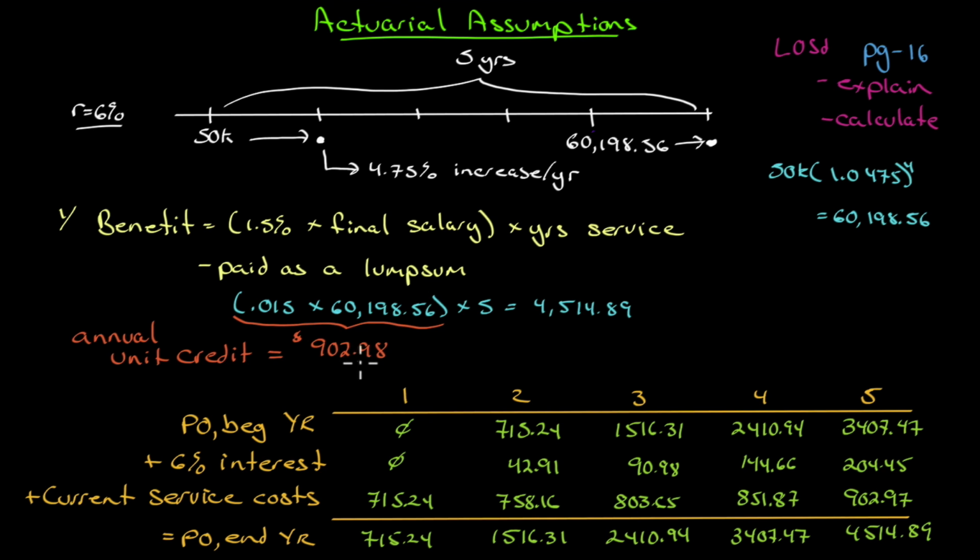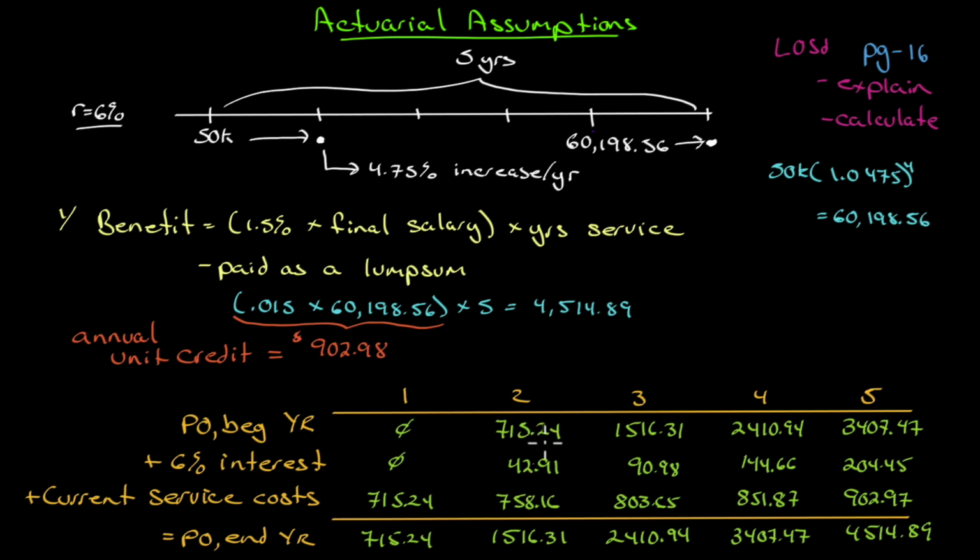If we earn 902.98 as our annual unit credit, 902.98 at this point in time, bringing it back to this point in time gives us a discounted value of $715.24. So our pension obligation at the end of the year is $715.24, which becomes our opening obligation. Now, because we have an obligation, we tack on 6% interest.